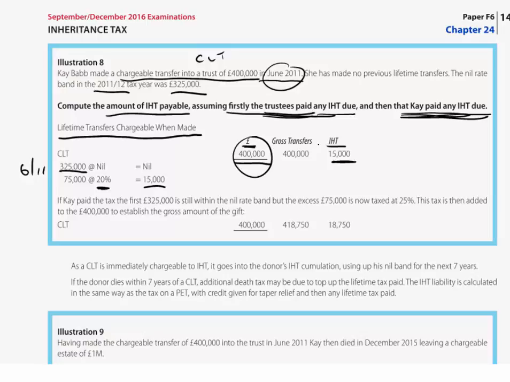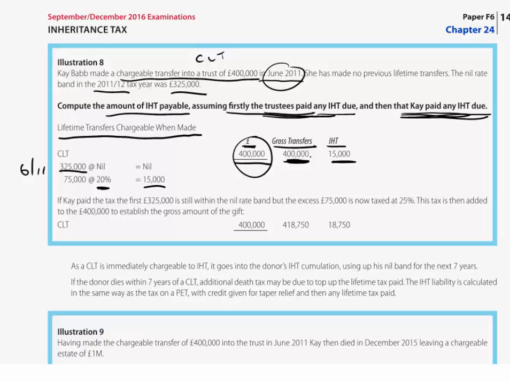What type of transfer was this 400,000? It is a gross transfer, so the 400,000 goes into your gross column. The 400,000 is the gross figure. Nice and easy. To repeat, what was the available nil rate band at the time of transfer? £325,000.